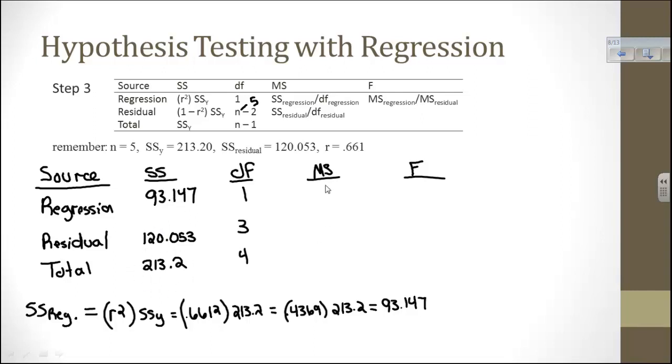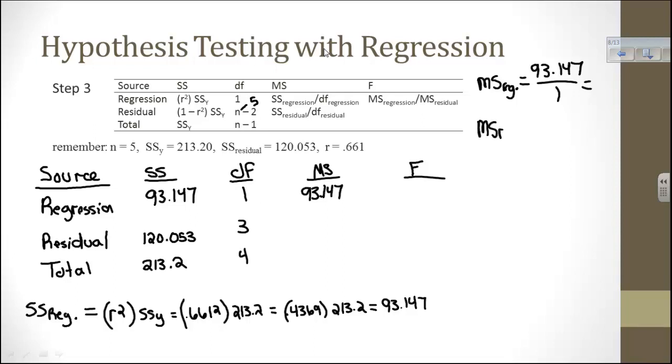Then mean squares. So let's go ahead and do these calculations over here. Well, the mean squares regression, I could do that without even writing it down. It's 93.147 divided by 1. So guess what? It's still 93.147. Keep in mind, if we were doing multiple regression, this degrees of freedom would not be 1, but for our purposes, we're only going to do regression with a single x variable. So this will always be 1 for us. That's why I just put a 1 there.